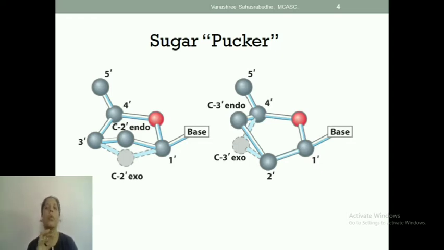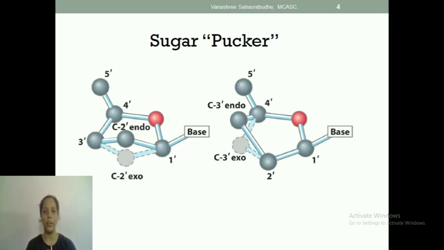In the nucleotide structure only, when these nucleotides are not present in the nucleic acids, 2 conformations are possible, either C2' or C3' can be outside the plane. But when the sugars exist in the nucleic acid structures, C3' is engaged in a phosphodiester linkage. So the only remaining carbon now is the C2' carbon. This C2' carbon can show 2 conformations, either endo or exo.